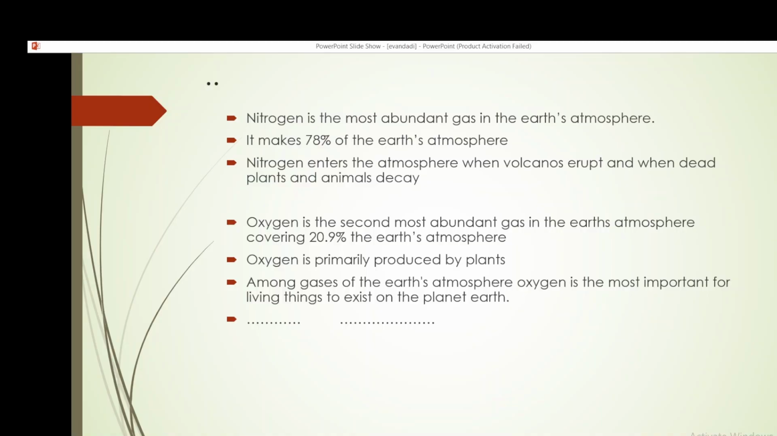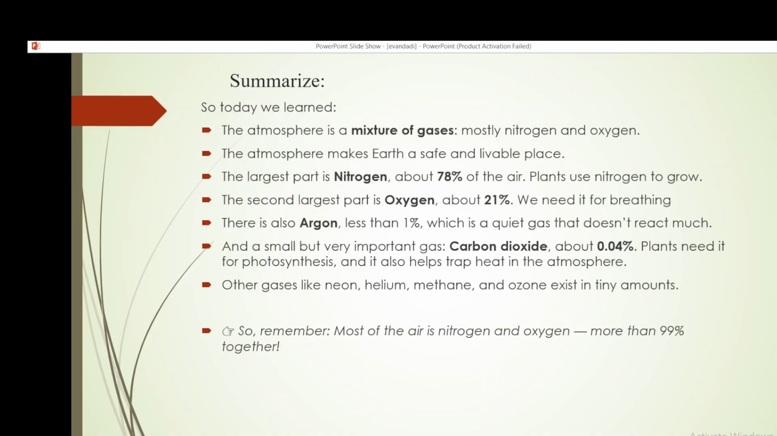Oxygen is primarily produced by plants. Among the atmospheric gases, oxygen is the most important for living things to exist on the planet Earth. Living things including human beings and plants exist on the planet Earth because of the presence of oxygen, because we use oxygen for breathing. Great. I think you found this lesson very interesting and important.